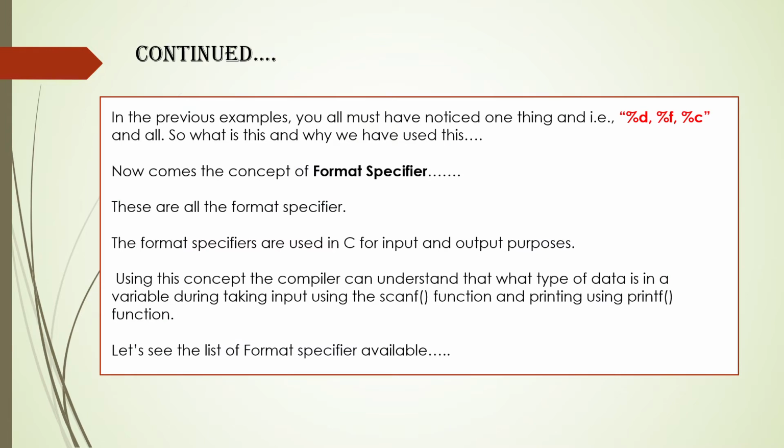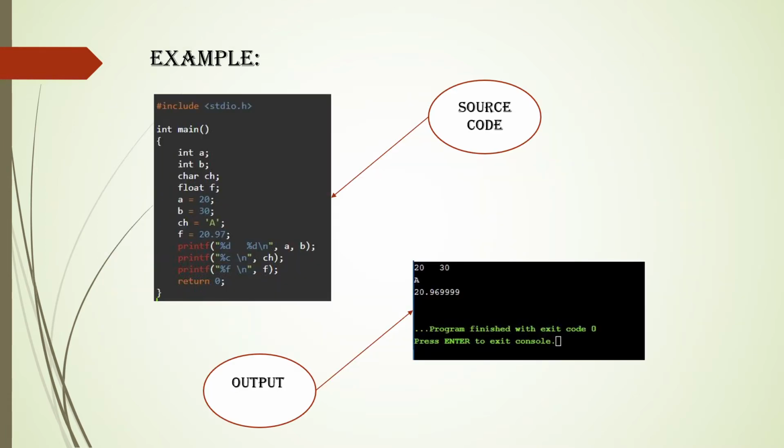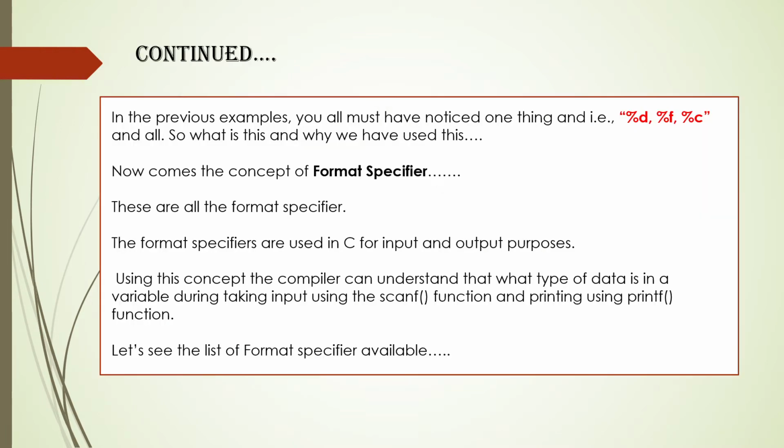So now guys, in the previous example, you all must have noticed one thing: while printing the value of a variable using the printf function, see here, there was something like %d, %f and %c and so on. So what was that and what is the use of this? Now guys comes the concept of format specifiers. These are all format specifiers: %d, %c, %f, etc. are used in C for input and output purposes.